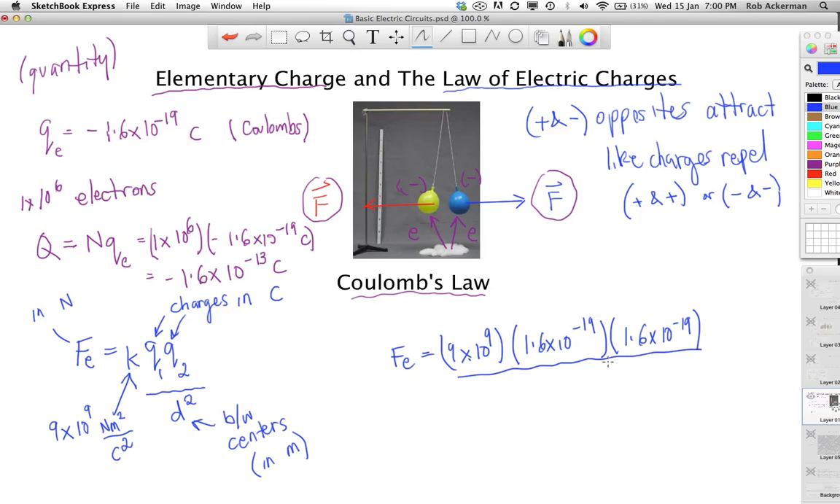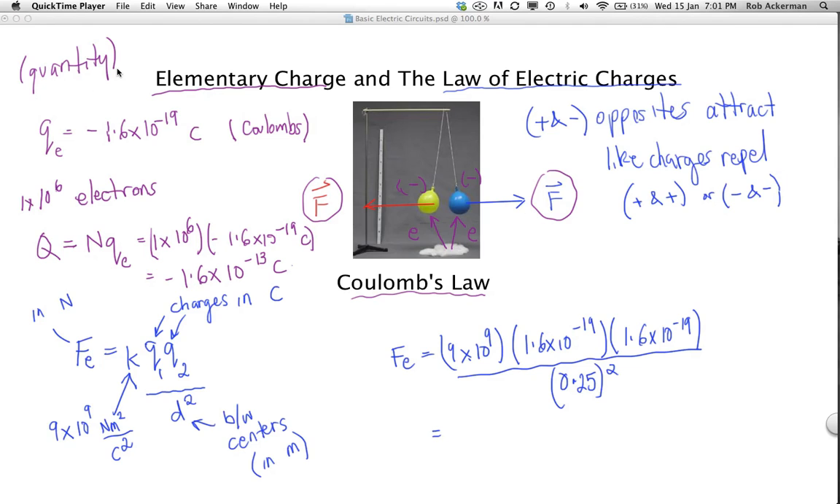And then we divide that by the distance between them. Now, what's the distance? They give us a meter stick here, so you could probably guess, maybe that's 25 centimeters, so 0.25 meters, and you'd have to square that. Now, let's see what force we get. I'll just pause the video here and do it, and you can do the same. All right.